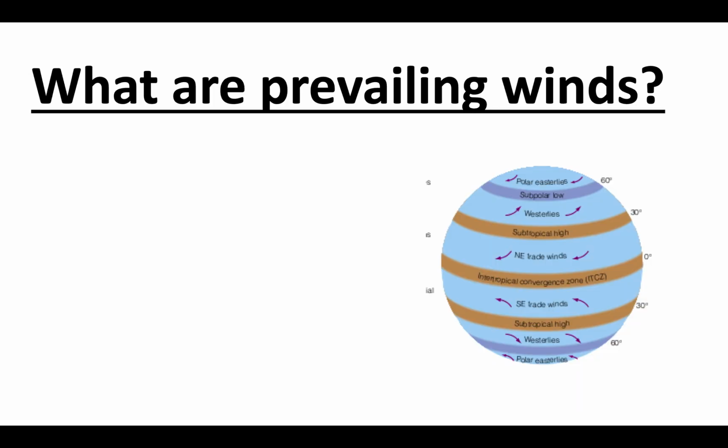Okay, so what are prevailing winds? Let me just read that. Everybody, I'm on page 54, the paragraph on the bottom left. Prevailing winds. As well as local and seasonal winds, there are certain winds that almost always blow in the same direction. These are called prevailing winds. So prevailing winds are winds that blow in the same direction all the time.